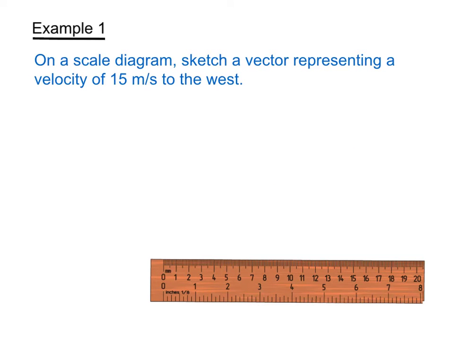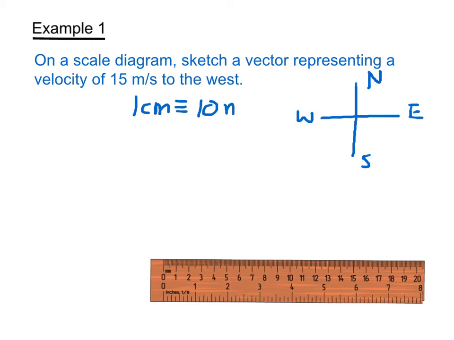In this example, we're going to use a scaled diagram to sketch a vector representing a velocity of 15 meters per second to the west. Let's quickly review our coordinate system here. I have north, east, south, and west. We also need a scale here, so we'll say that 1 centimeter is equal to 10 meters per second. So to solve this problem, we need to draw an arrow that is 1.5 centimeters long, which would get me 15 meters per second.